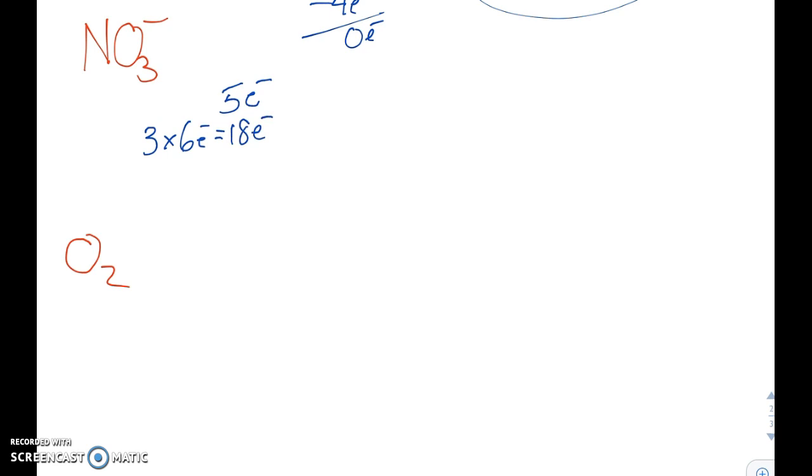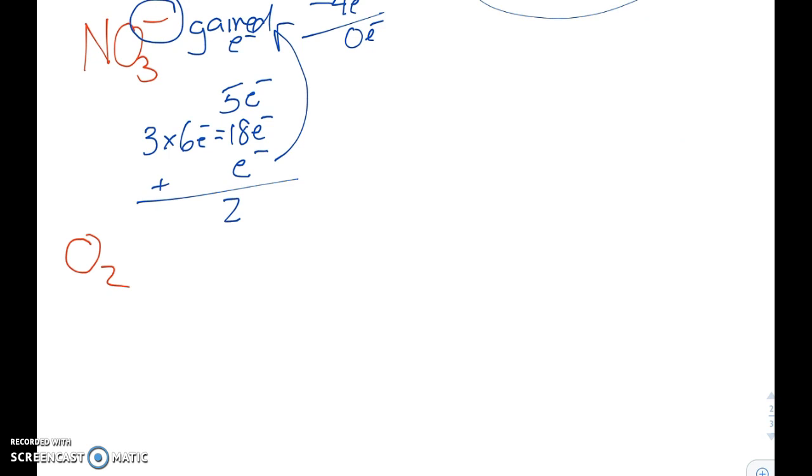Now, the one exception here is that this thing has a charge. That charge means that this polyatomic ion has gained an electron. So we have to factor that in. So I'm just going to add 1 more electron to factor in the 1 electron that was gained to give this thing a -1 charge. So 5 and 18 and 1 gives us 24 if my math is correct.